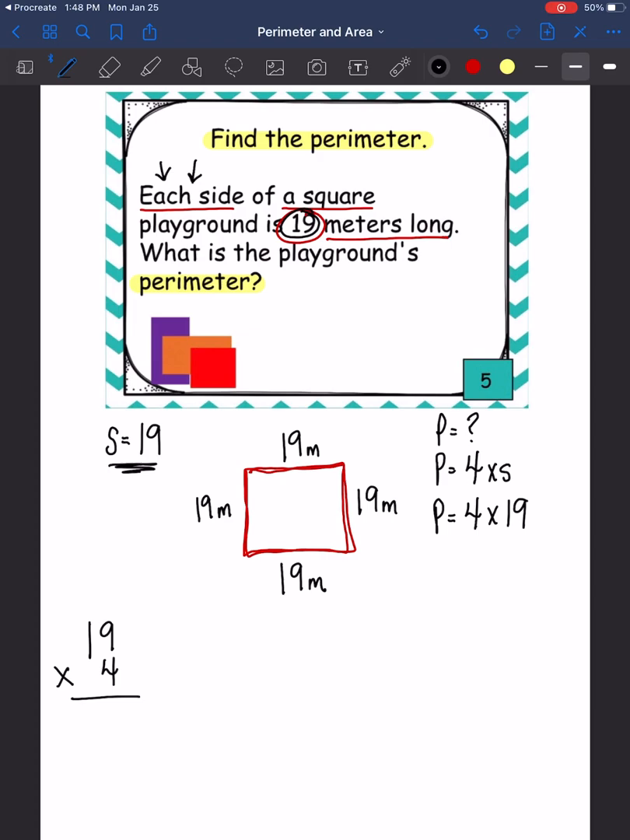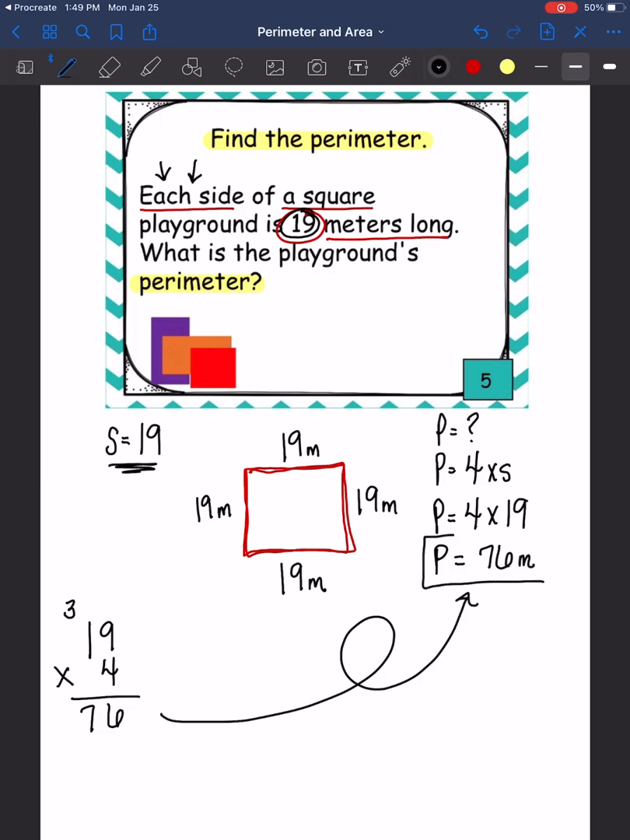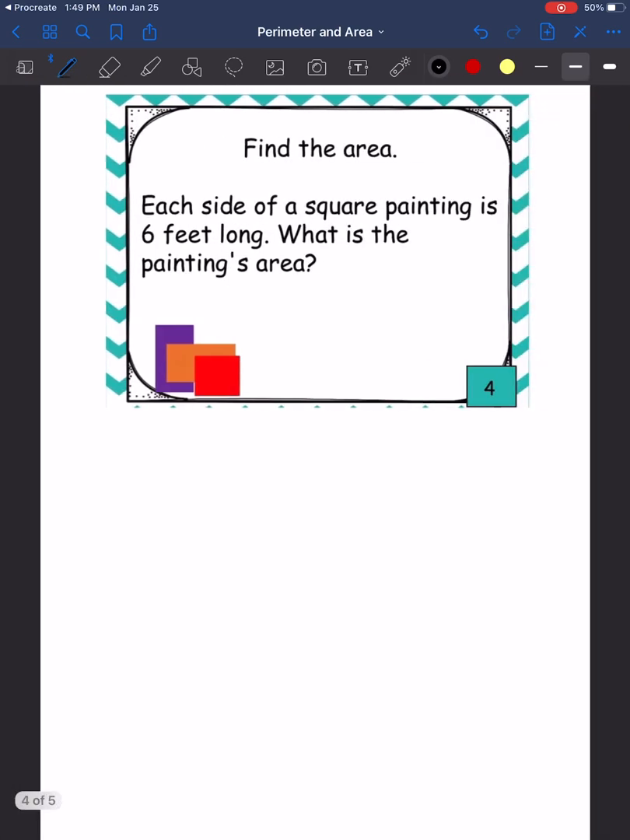Which, let's see, 9 times 4 is going to equal 36. So I'm going to have my 6 down below and bring up my 3. And then 4 times 1 is 4, plus the 3 I have on top is 7. So I'm going to bring it on over here and push it into my equation because the perimeter equals 76 meters. Fabulous. Now we're going to go ahead and move on to the next task card.